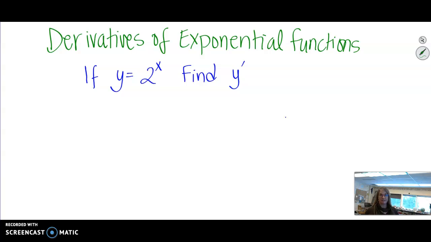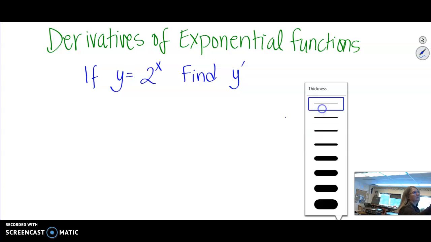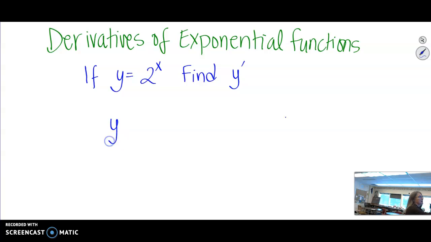And if you're asked to find the derivative of that, you might think, okay, well, I'll try the power rule. If I find y prime by doing the power rule, bring that x down in front, and then it's 2, and you subtract 1 from the exponent. Well, let's see if this actually works.